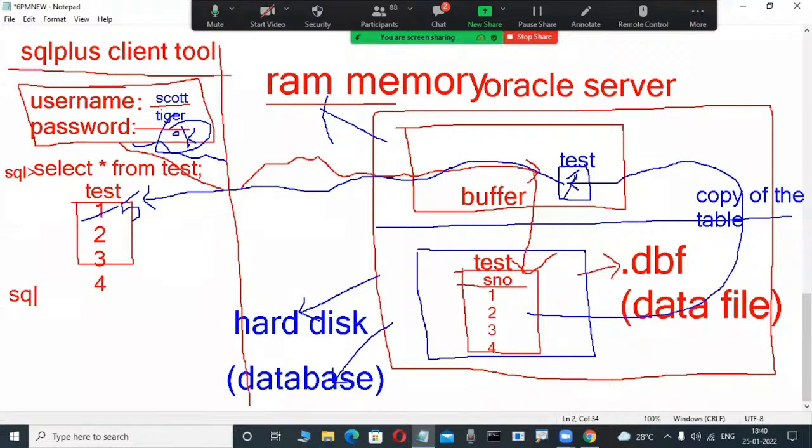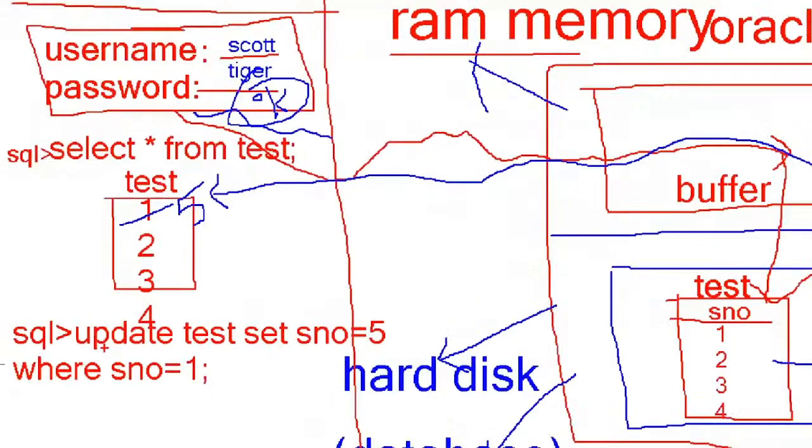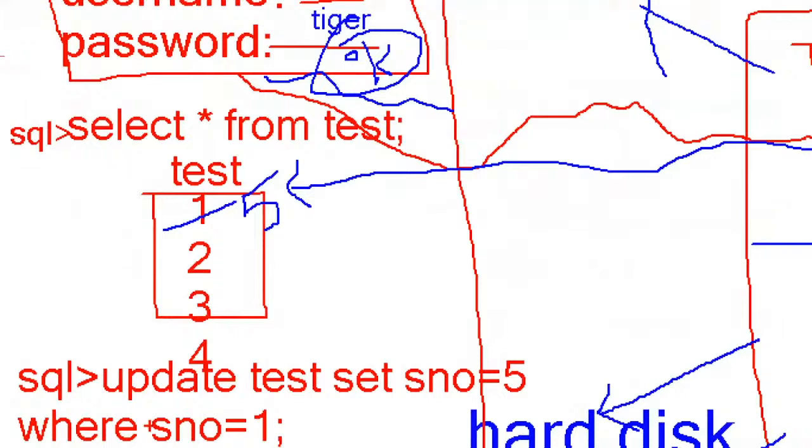Suppose I am writing an update command. Update, insert, delete, some commands are there. Don't worry, just observe the scenario and logic. Update table name, here test only. Set s number is equal to 5. I'm typing this in the future, and you will also type like this, in the future, not today. Now where s number is equal to 1, like this. The update command is used to modify the data in a table. Whenever I'm typing an update command in the SQL Plus tool, this is an SQL language command.